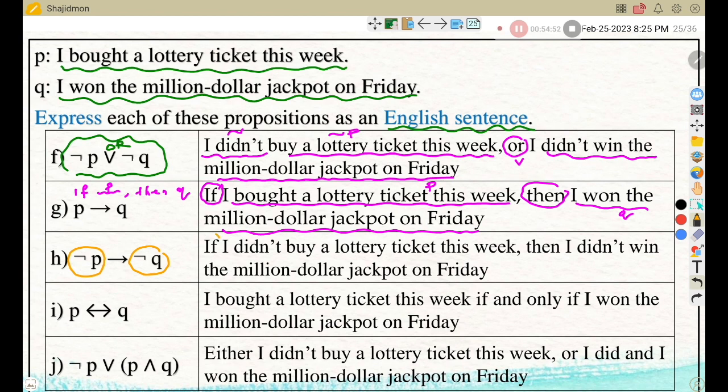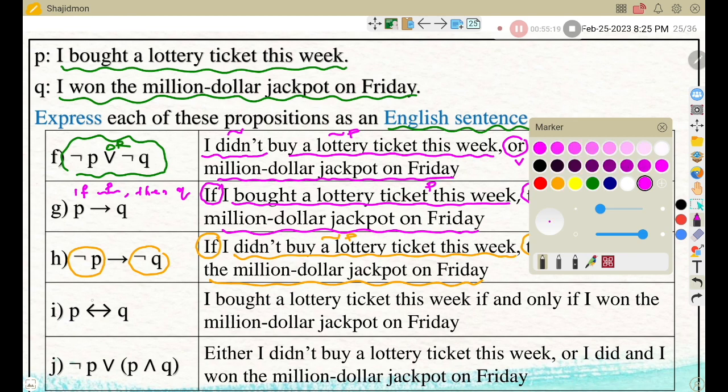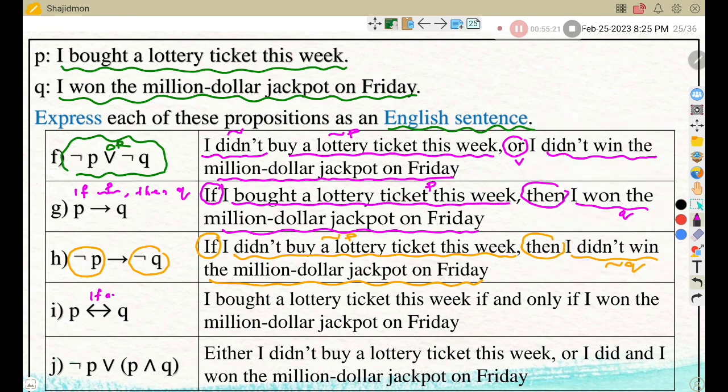That means we need to start with the if and then. First write: I didn't buy the lottery ticket this week, negation p, correct. Then: I didn't win the $1 million jackpot on Friday, negation q, correct. So that is the English sentence representing that expression. Okay, now p double-sided arrow, if and only if, correct. This meaning is if and only if.